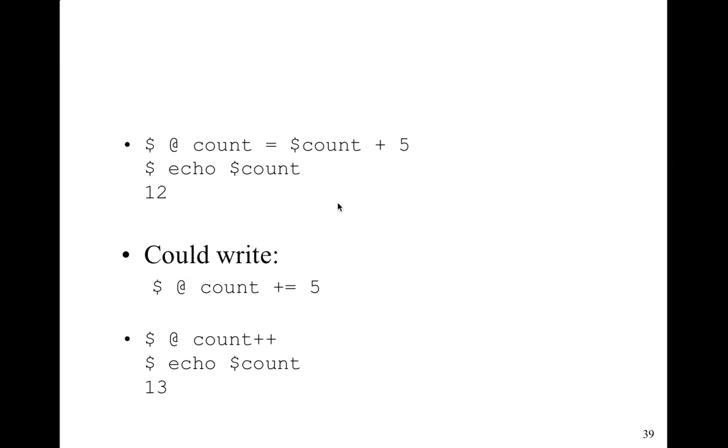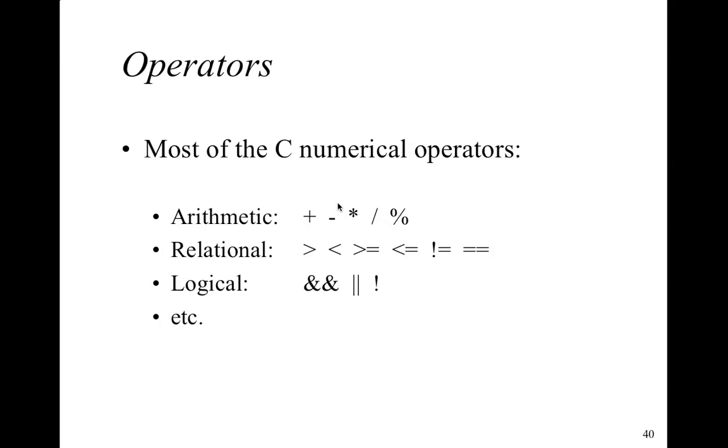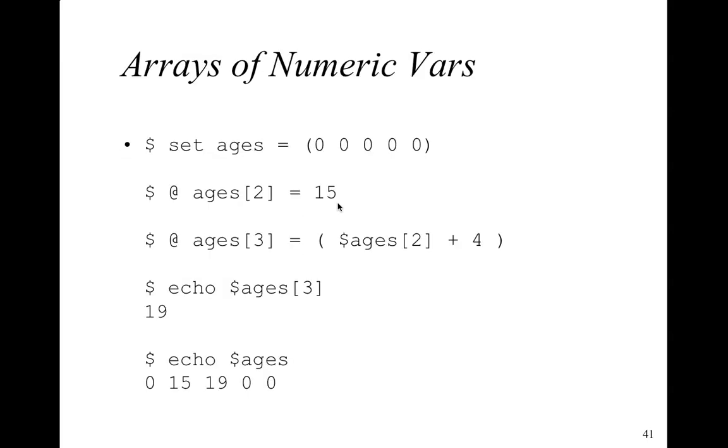So we could write @count plus equals 5, which might look familiar to some people, or count plus plus. It's called C shell because it uses C syntax. So it gives us the ability to write C syntax and use C shorthands in a shell scripting environment, which is why people like it. That's different from other shells that don't support C syntax. Most of the C numerical operators also work, the plus, the minus, the logical and, the or, and stuff like that. We can have an array of numeric values, just like we had arrays of strings.